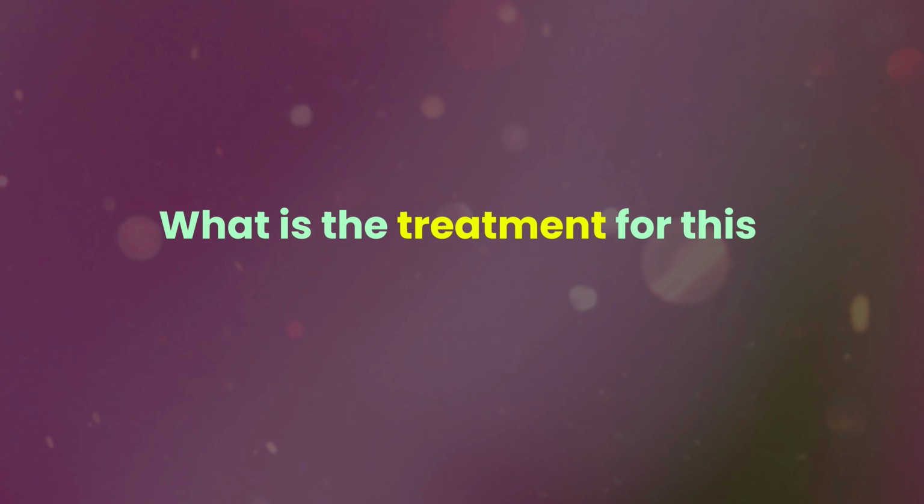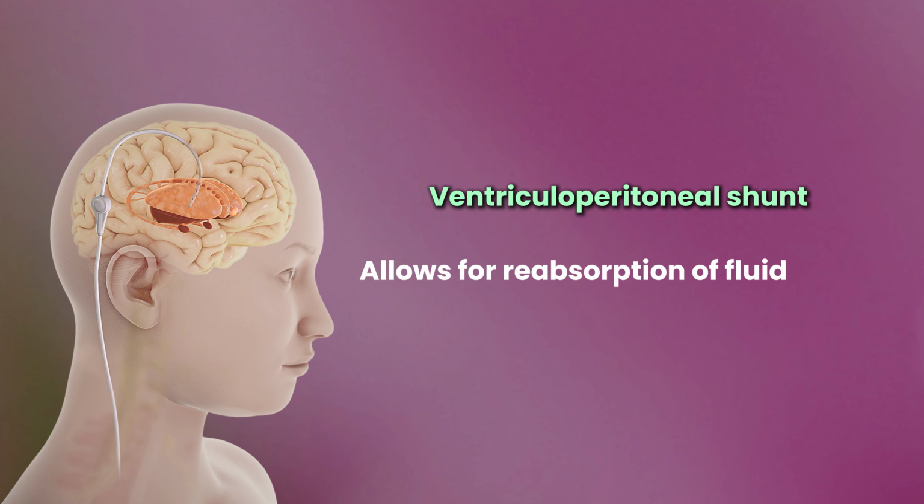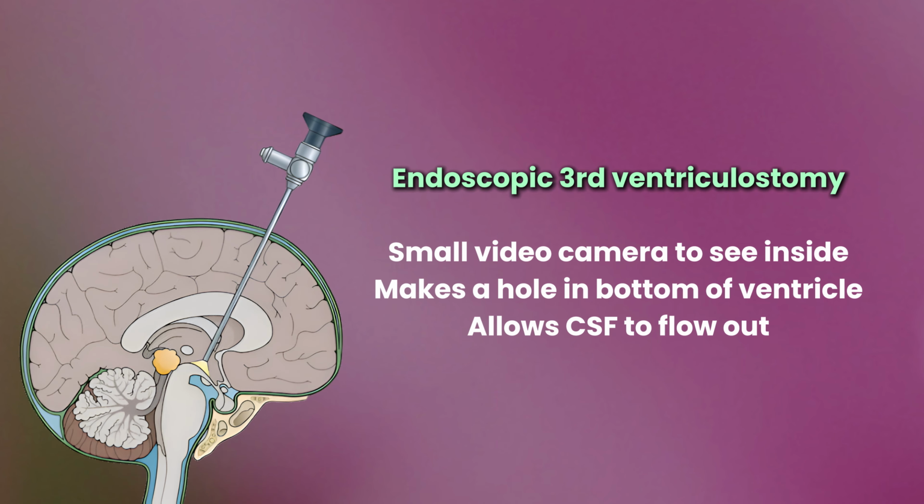What is the treatment for this condition? Treatment is surgical and involves a ventriculoperitoneal shunt, which allows for reabsorption of fluid in the peritoneum. Some people may have a surgery called endoscopic third ventriculostomy. The surgeon uses a small video camera to see inside the brain. Then the surgeon makes a hole in the bottom of a ventricle. This allows cerebrospinal fluid to flow out of the brain.